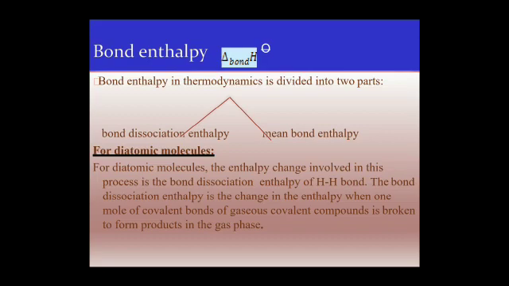The value of delta H, the change in enthalpy, in terms of bond energy may be calculated as delta H equals the bond energy of reactants minus the bond energy of products. Remember that this relationship is approximate and is valid when all substances, reactants and products in the reaction, are in the gaseous state. We can take the example of a diatomic molecule. For a diatomic molecule, the enthalpy change involved in the process is the bond dissociation enthalpy. The bond dissociation enthalpy is the change in enthalpy when 1 mole of a gaseous covalent bond is broken to form products in the gas phase.